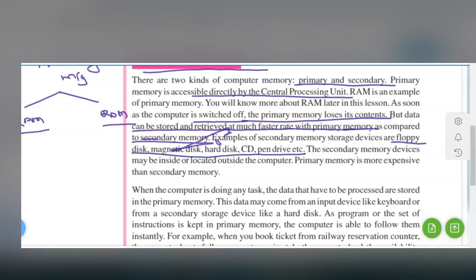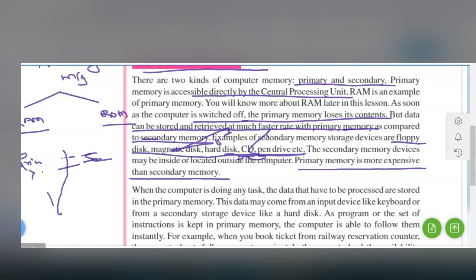You don't have permanent storage, as these are volatile. It will lose the content when the power goes off. So secondary memory helps in such situations, where even if the power is switched off, the data resides there and is still accessible. Primary memory is also more expensive than secondary memory. If you compare the devices, primary memory is much more expensive.